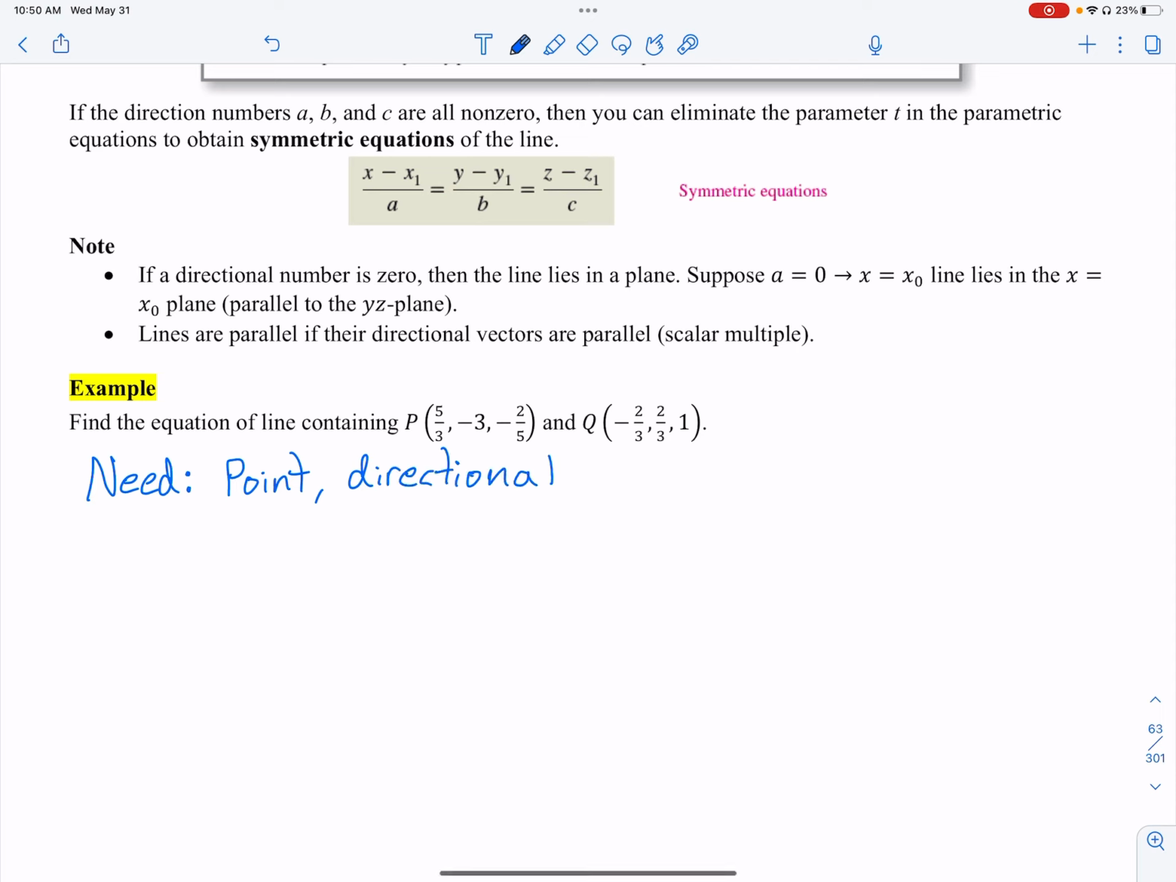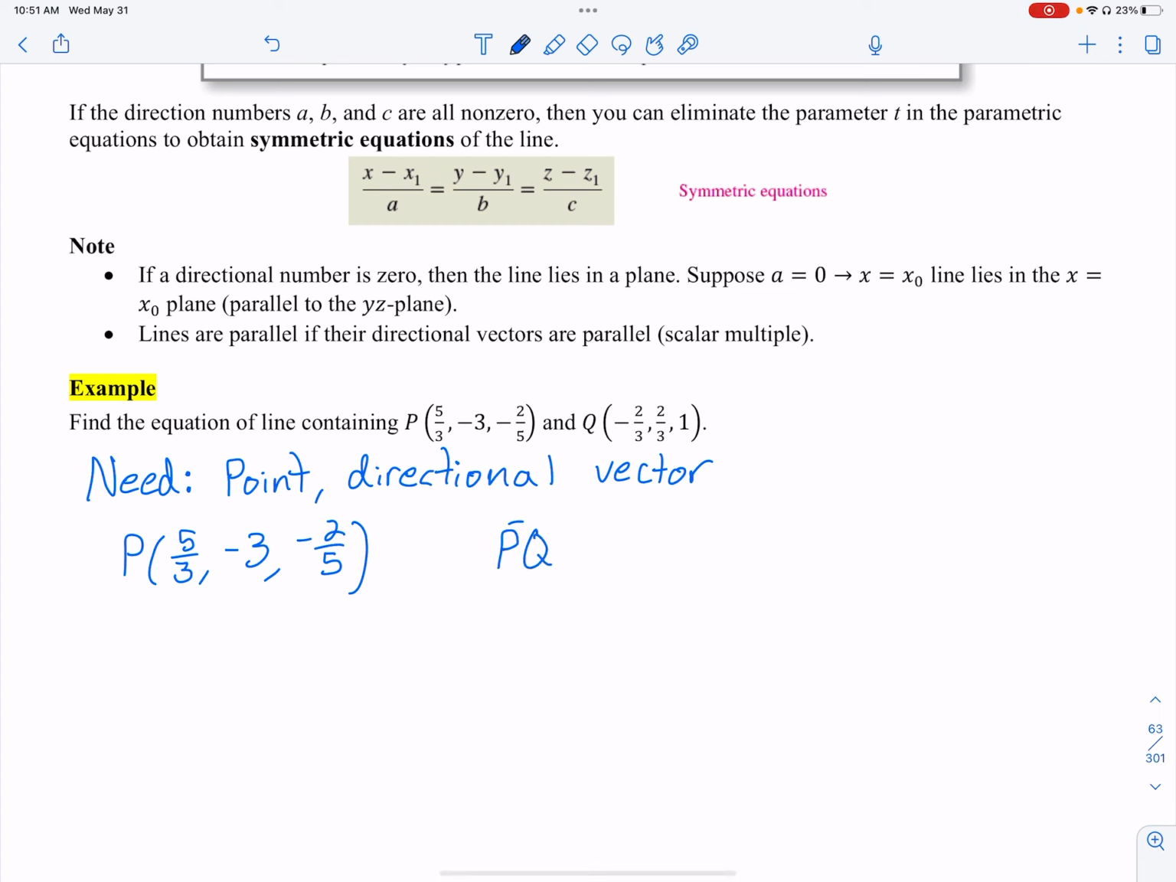All right, well, we have a point. We can just take our choice. So either one of those will work. I'm just going to go with the first one to keep our lives easy. So I'll write down that. The point will be 5/3, -3, and -2/5. Right, to create my directional vector, I can just use the 2 points that are on the line.